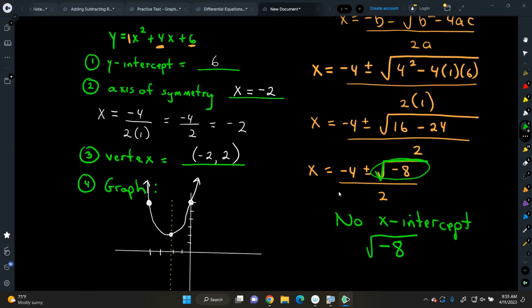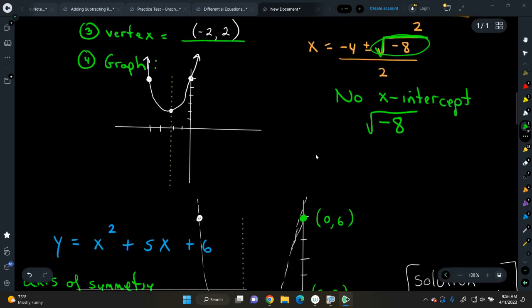And that matches my graph. I still have a graph. I still have a parabola, but it does not cross the x-axis. So you're done with that? So I'm done with that. Okay. Another example of a parabola that does not cross the x-axis would be something like this. Right? Never crosses the x-axis.